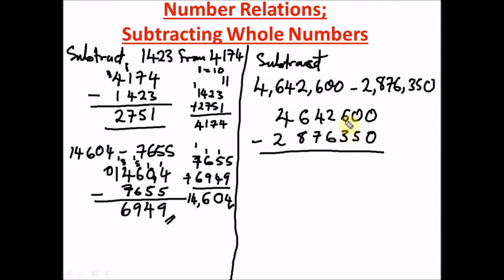All right, let's do this together. 0 minus 0 will give us a 0. Can we subtract 5 from 0? No, it is impossible. We have to borrow a 1. Borrowing 1 here to 0, it becomes 10.